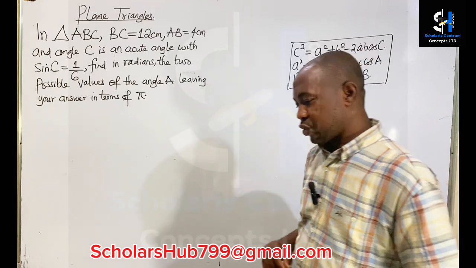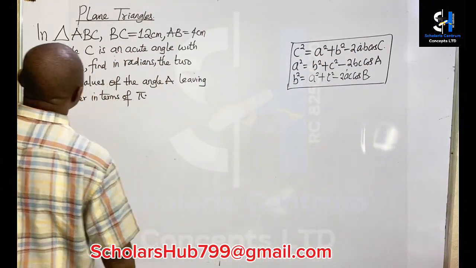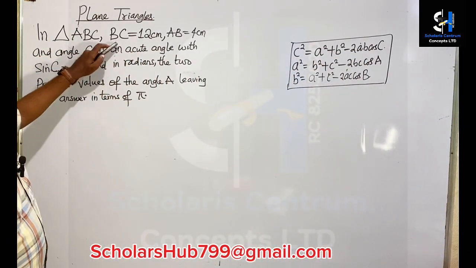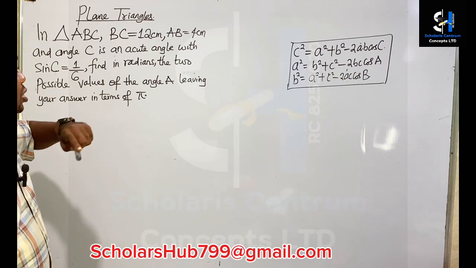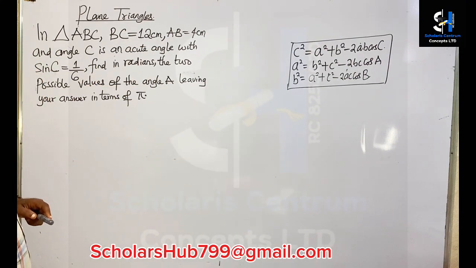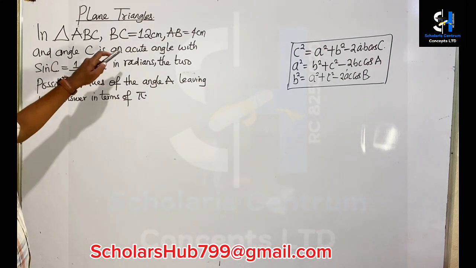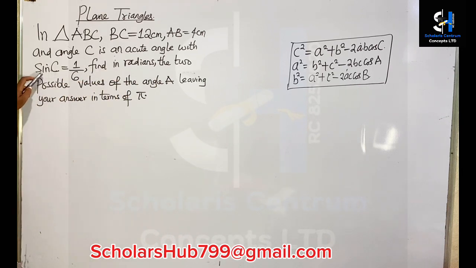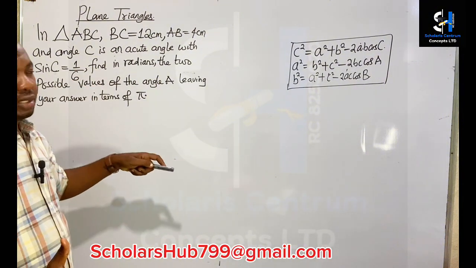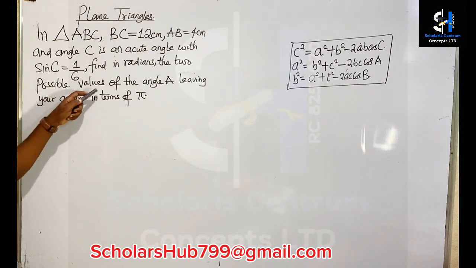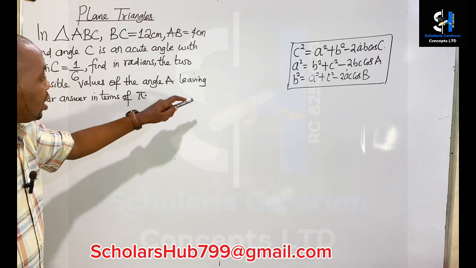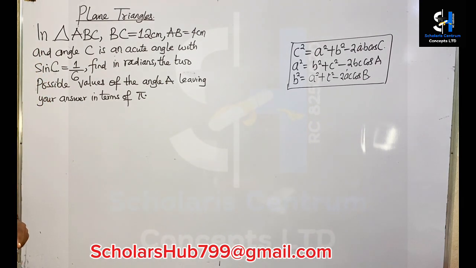But let's look at this question. In a triangle ABC, BC equals 12 centimeters, AB equals 4 centimeters, and angle C is an acute angle with sine C equals 1/6. Find in radians the two possible values of the angle A, leaving your answer in terms of pi.